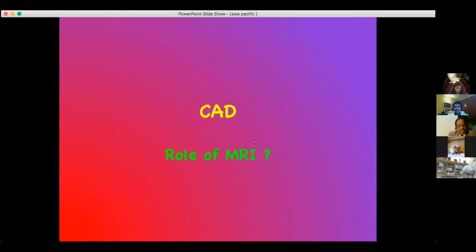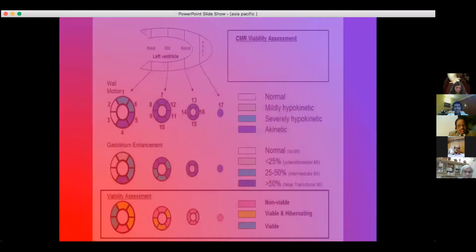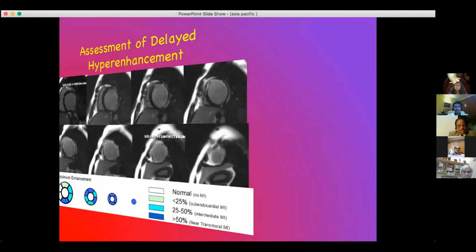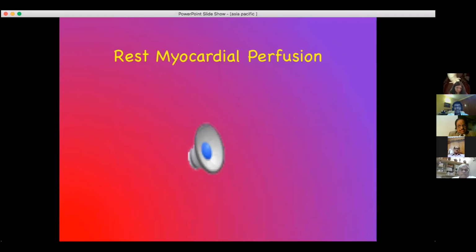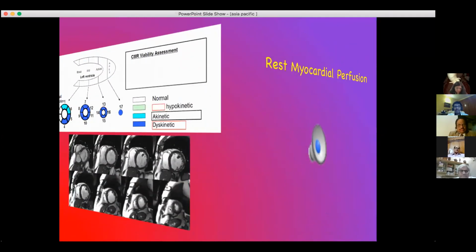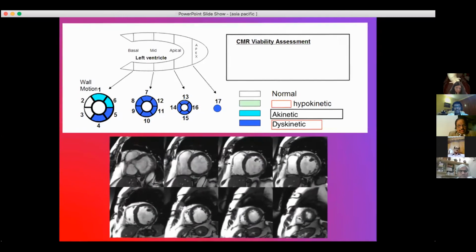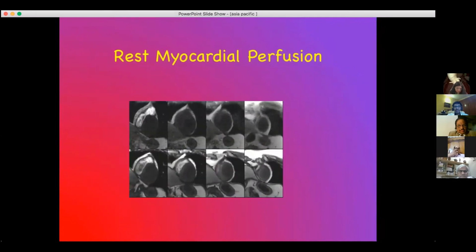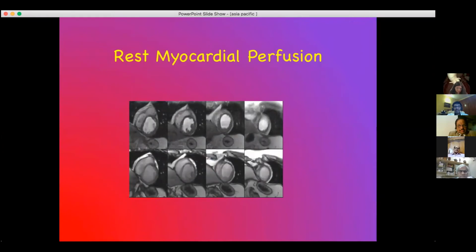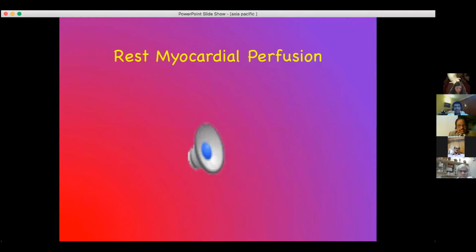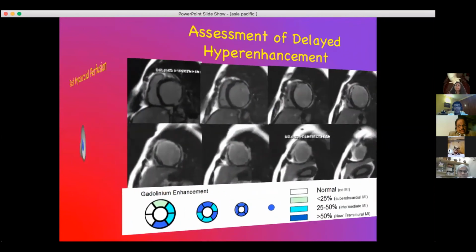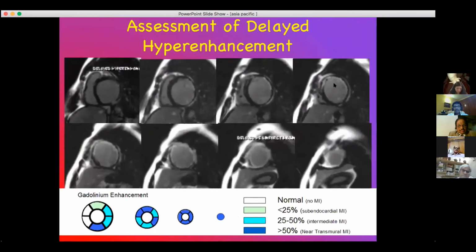So coming to coronary artery disease, you can see that the first step in coronary artery disease is the wall motion abnormality, and you can see that this is stacked very well. And once you have the wall motion and also the ejection fraction, we move on to the rest myocardial perfusion. And here you can clearly see that the LAD territory is involved. And then we move on to the delayed hyperenhancement. And you see the gadolinium enhancement here, again in the LAD territory.